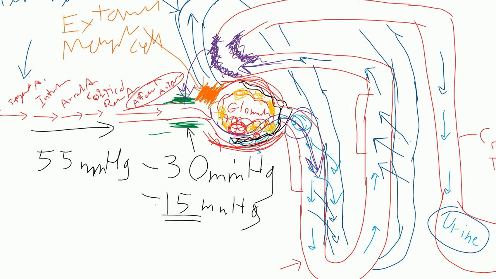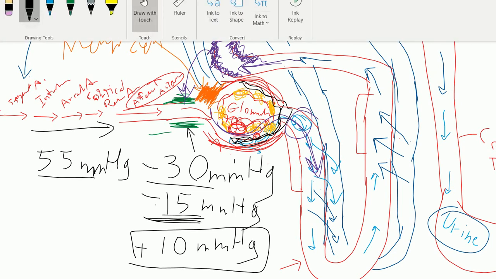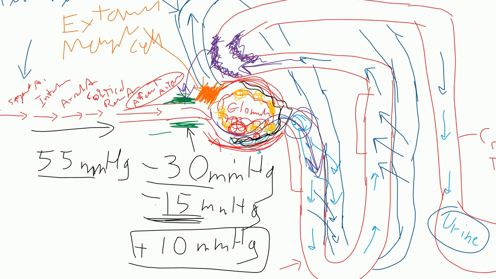All right. And when you subtract everything, 55 minus 30, that would get you 25. And after you got 25, you minus 15 one more time. So that would leave you with a net of 10 millimeters of mercury. And this 10 millimeters of mercury is the pressure that drives this filtrate right here and keeps on going into the rest of the renal tubule. So that's the overall view.